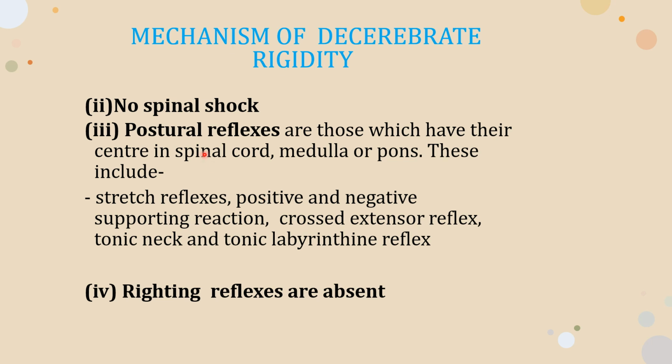Again, after decerebrate rigidity, the other features we see in the animal are no spinal shock, and the postural reflexes are those which have their center in the spinal cord, medulla or pons. These include stretch reflexes, positive and negative supporting reactions, crossed extensor, tonic neck and labyrinthine reflexes, which will be present. Righting reflexes are absent.